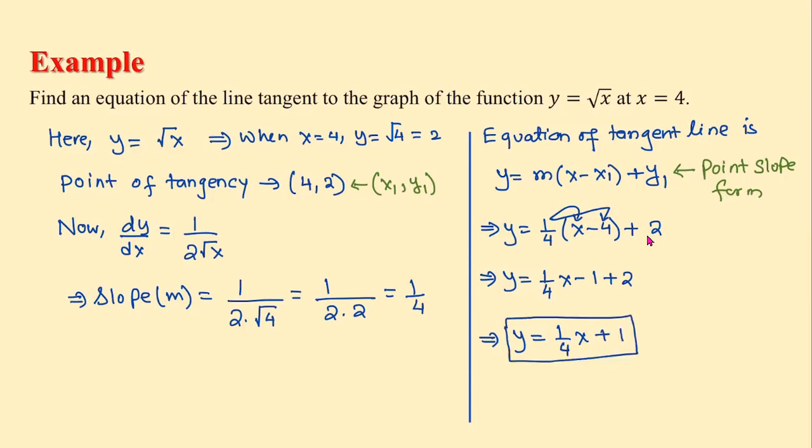And you can clearly see the equation is in the form y equal to mx plus b, where the slope is 1/4 as we got here, and the y-intercept is 1. So that is the next example of the derivative of the function. So we looked at two applications of derivative. One about the rate, or related rate we should say, and this one finding the equation of the tangent line.